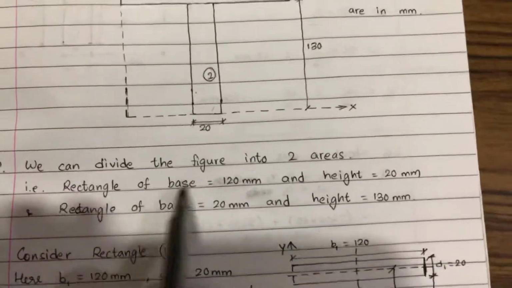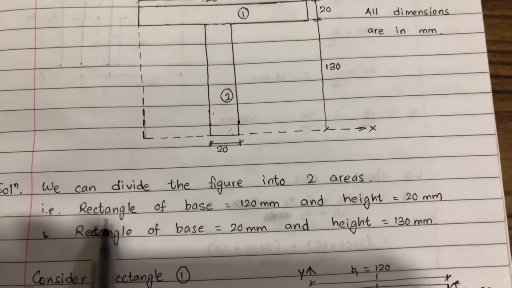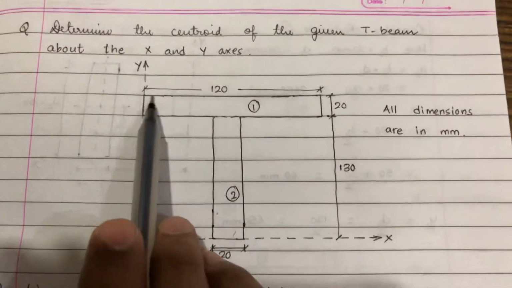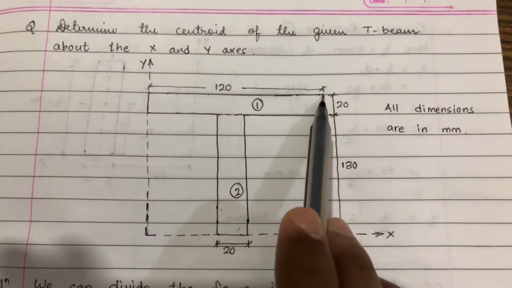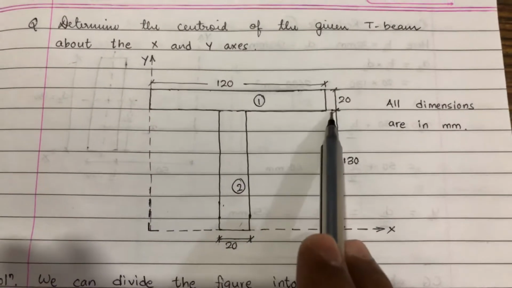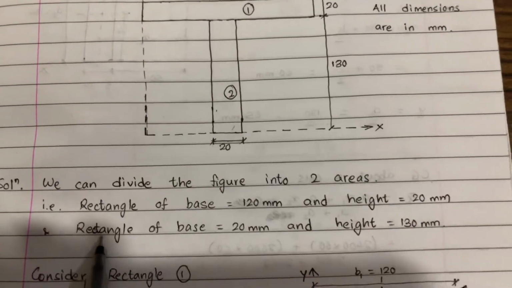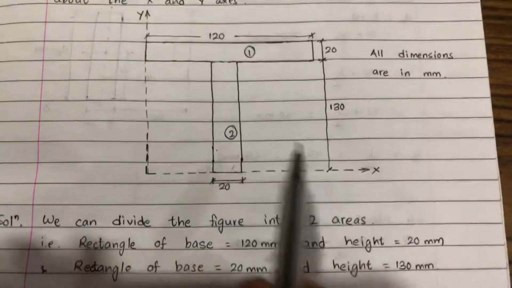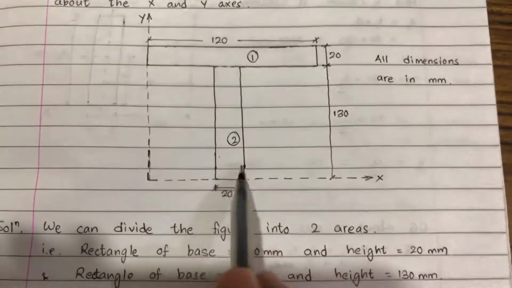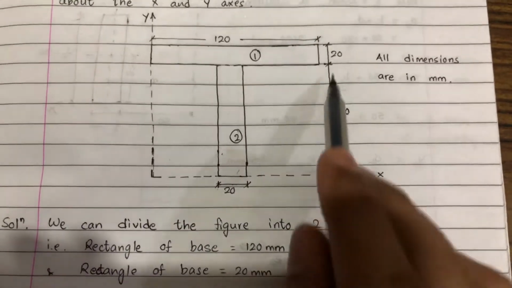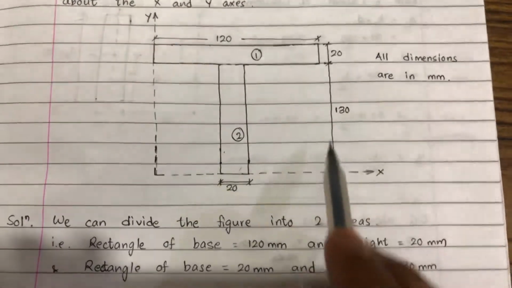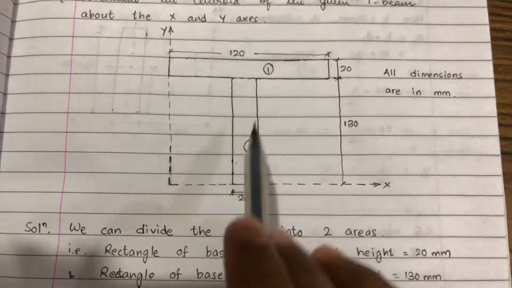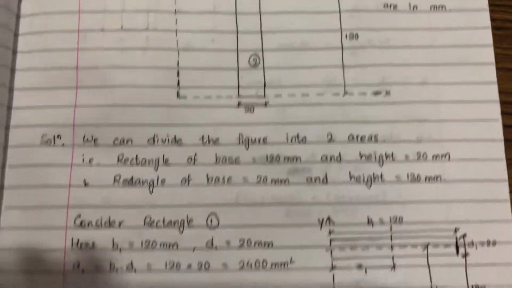See, we have divided the figure into two areas. Rectangle 1 has base equal to 120 mm and height equal to 20 mm. The second figure is a rectangle of base 20 mm and height 130 mm. So we have divided this T-beam into two rectangles, rectangle 1 and rectangle 2.